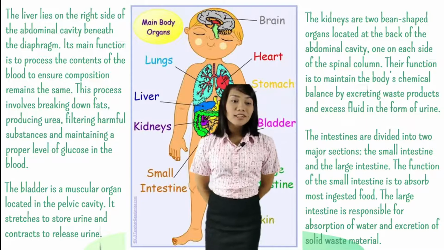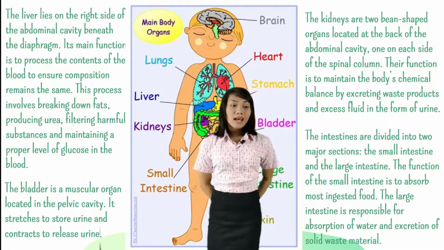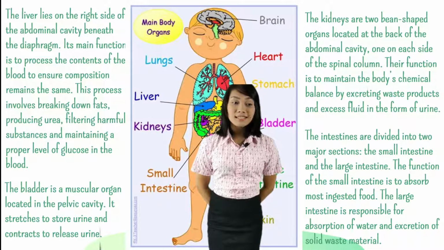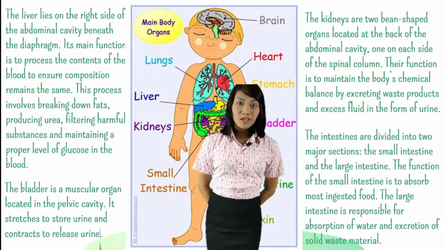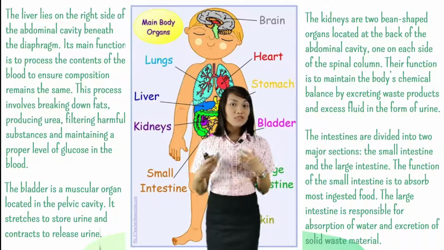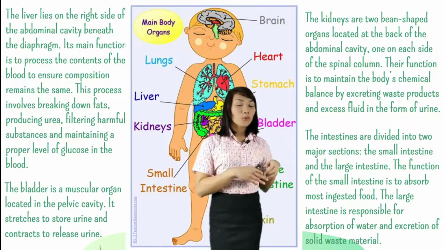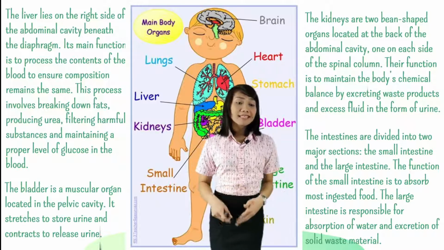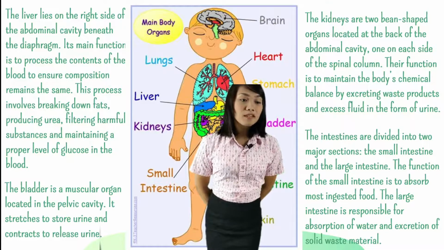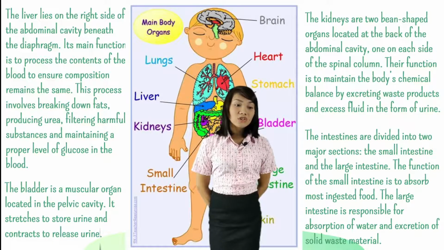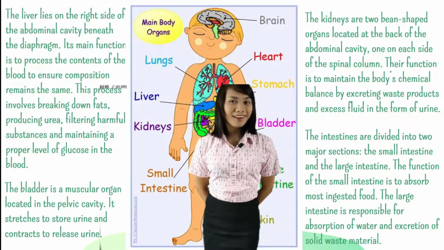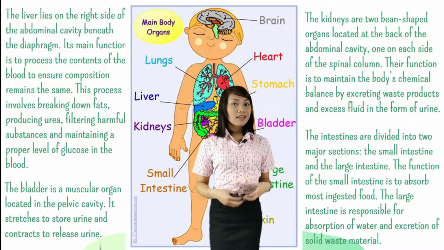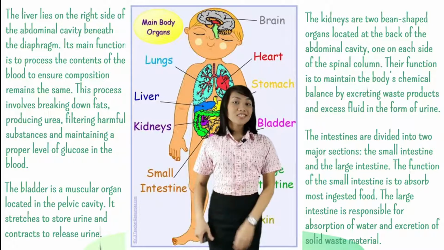Now, intestines are divided into two major sections. Now, the small intestine and the large intestines. The function of small intestines is to absorb most ingested food. So after you eat, you ingest food, right? So that is where the food will go. After the stomach processes it, it will go to the small intestine. Now, the large intestine is responsible for the absorption of water and excretion of solid waste material. So after you drink water, the water goes to your stomach and the stomach will process it and it will eventually go to your large intestine.